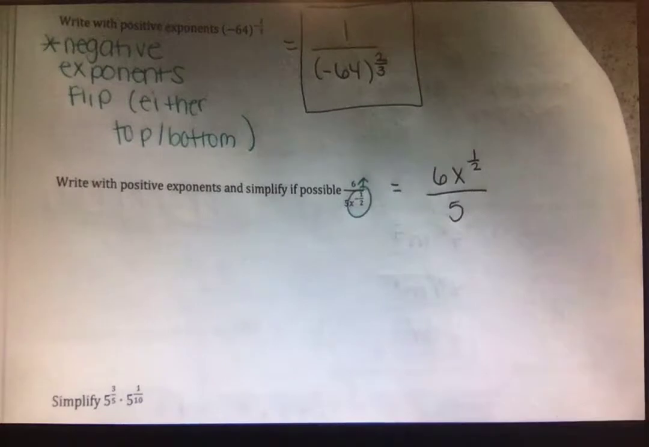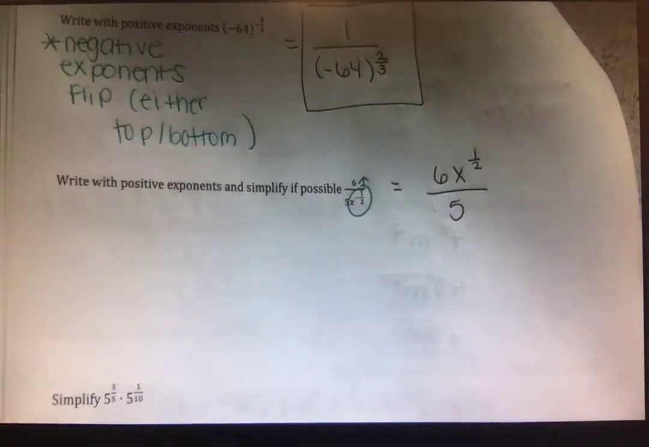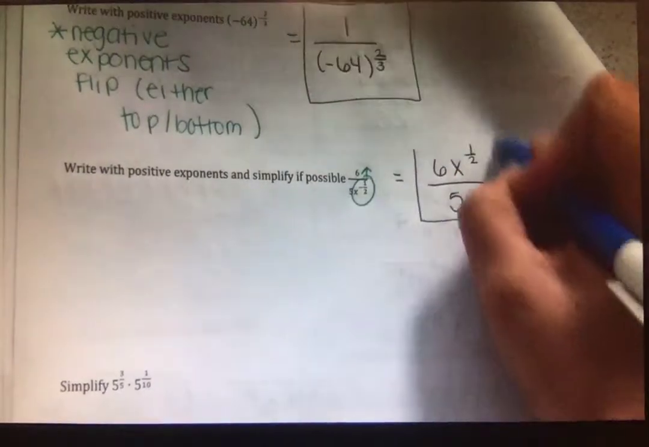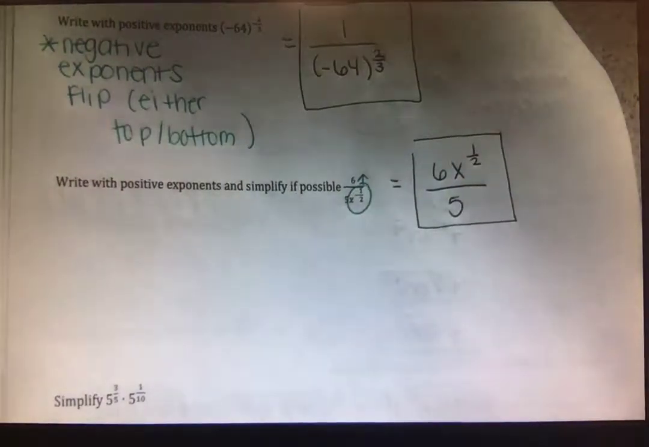6 and 5 are our only like terms. They cannot be simplified, as there's nothing that goes into both 6 and 5. So this cannot be simplified any further. We wrote it with positive exponents. Done.